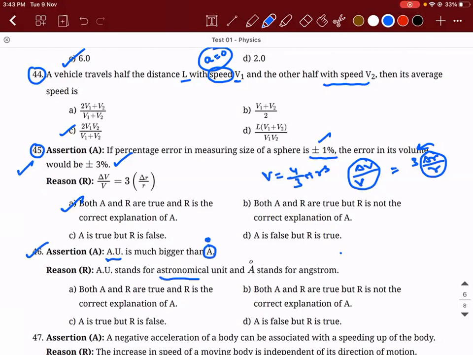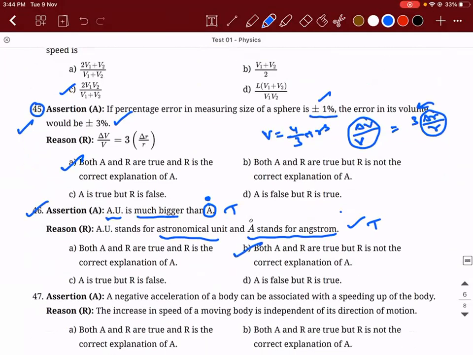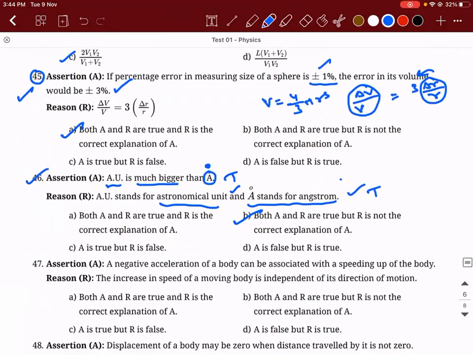AU stands for astronomical unit and A with a circle on top stands for angstrom. So this is true. This is true. But tell me one thing, is the reason the right explanation for A? Do you think the reason is the right explanation for A? Answer is No, sir. Because here they are talking about the subject is bigger. Here they are trying to say what that unit is. Right? So it doesn't make sense.